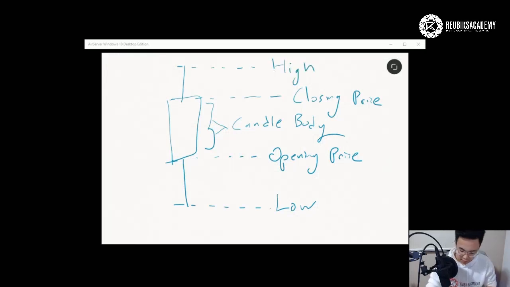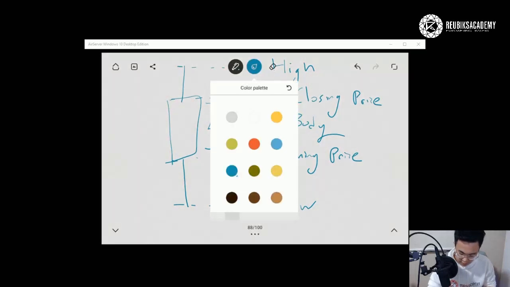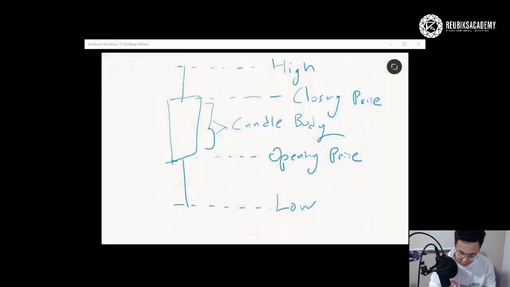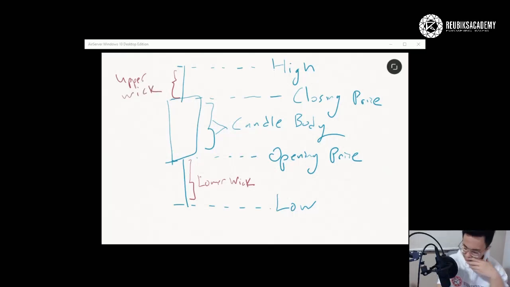And then you have the candle wick. This is called the lower wick, or it's sometimes also called candle shadow. This is called the upper wick, sometimes also called the candle shadow.